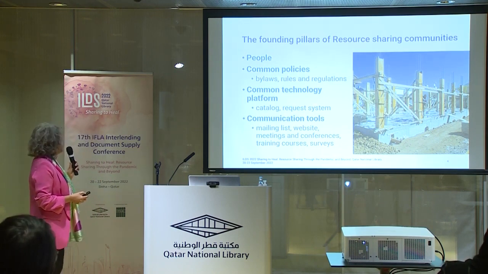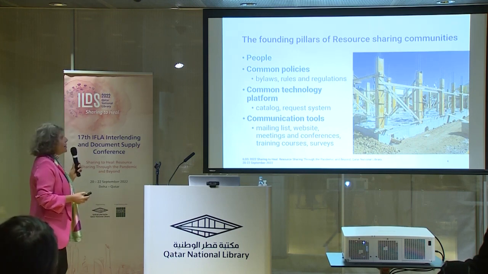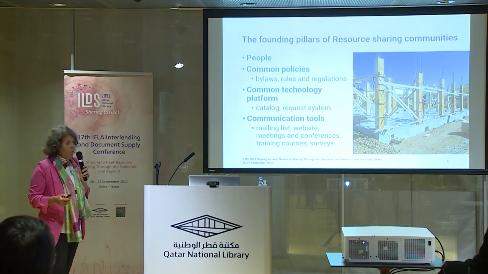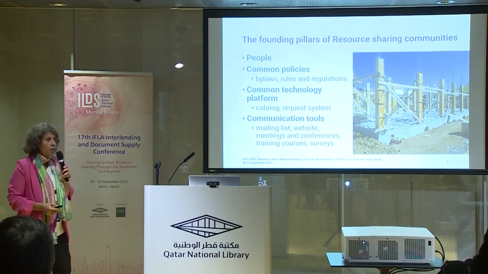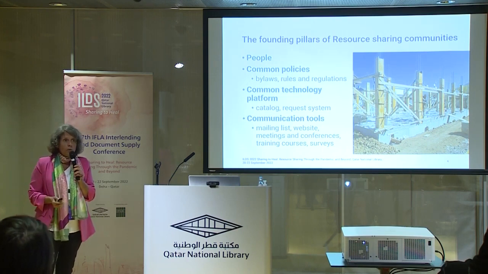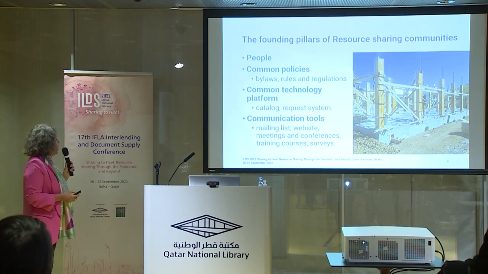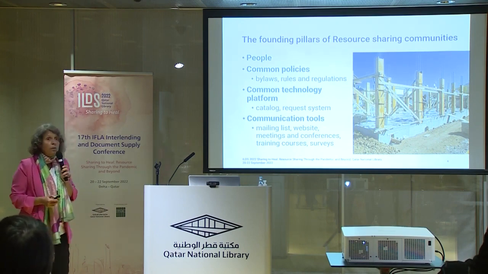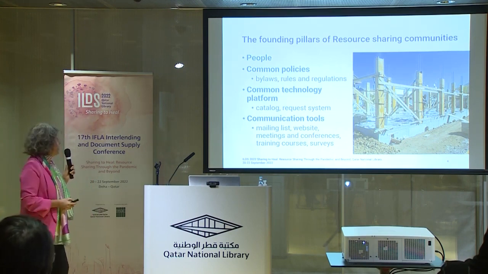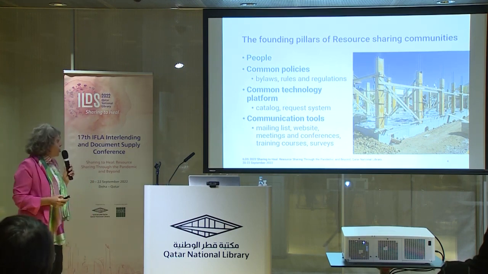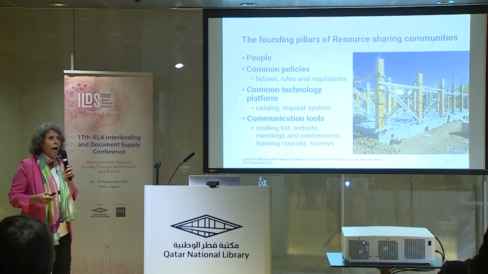And then the third pillar, to have a common technology platform. Usually this is a catalog, a common catalog, a union catalog, and a request system, a system that those libraries use to request documents from each other. And the fourth pillar is a set of communication tools: mailing list, website run by the community, meetings and conferences, meetings in presence, training courses, surveys to assess how the service is going, how the community is going.